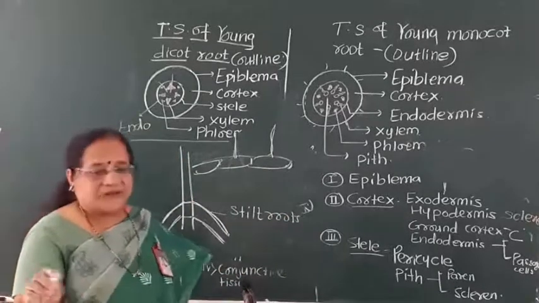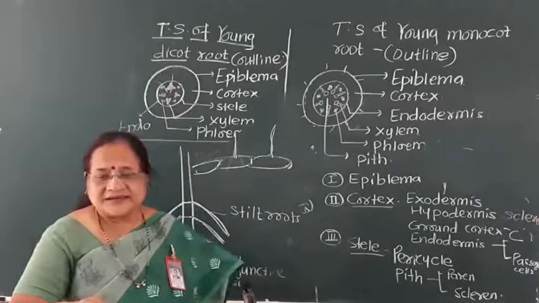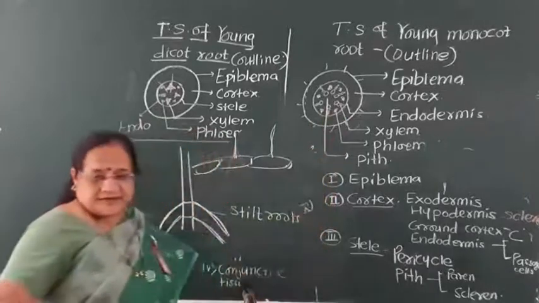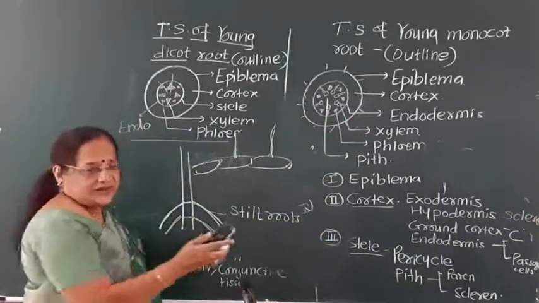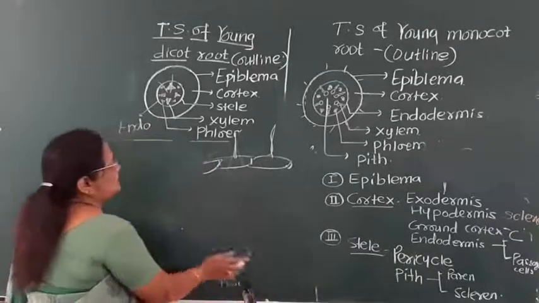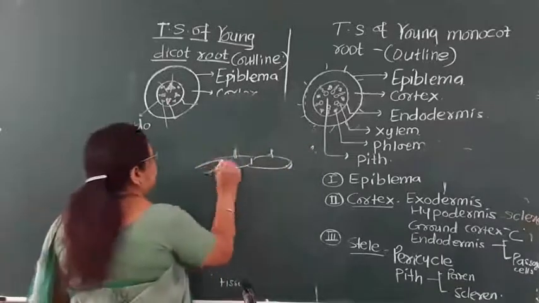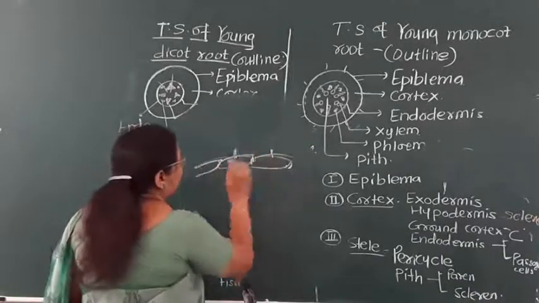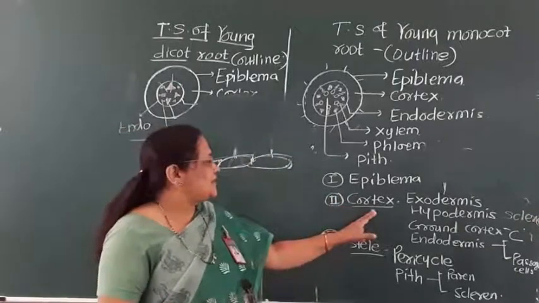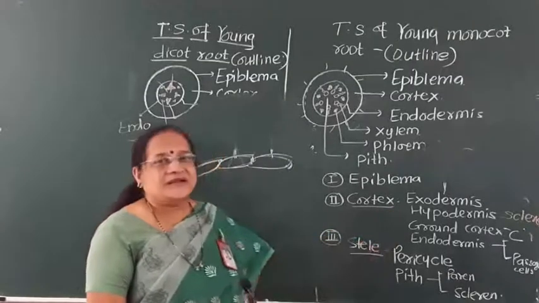After the epiblema, the next part is the cortex, and that cortex is small. But it is multi-layered in this monocot structure. After the epiblema, you get the cortical tissue, and this cortical tissue is differentiated into exodermis, hypodermis, ground tissue and endodermis.